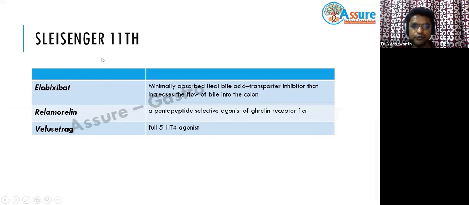And then there are newer drugs being added in the 11th edition, which were not there in the 10th edition you read previously: elobixibat, which is an ileal bile acid transport inhibitor. Then relamorelin, which is a pentapeptide selective agonist of ghrelin receptor. Then velusetrag, which is a full 5-HT4 agonist. Velusetrag, relamorelin, and elobixibat, if I am pronouncing right. Remember these three, important.